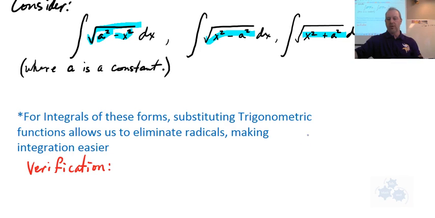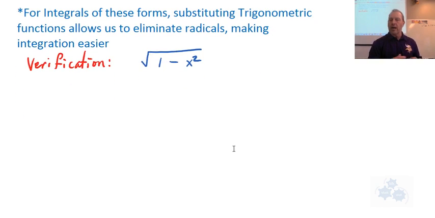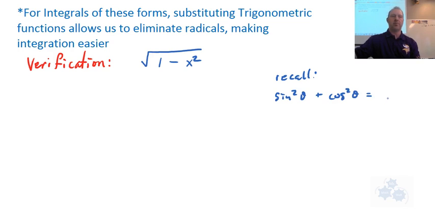So I just want to give you a quick verification of this idea. Let's take a look at something like this. If I had the square root of 1 minus x squared, do you see how this is a pattern of our first example? You're saying, okay, we've got a radical there, but I'd like to get rid of that radical. I want you to recall the fact that sine squared theta plus cos squared theta equals what? Remember this? Yeah, equals 1.